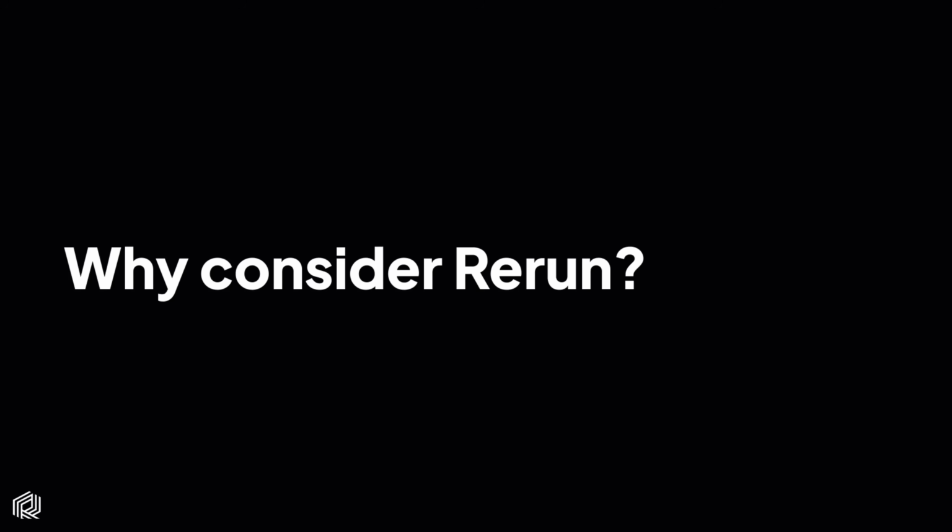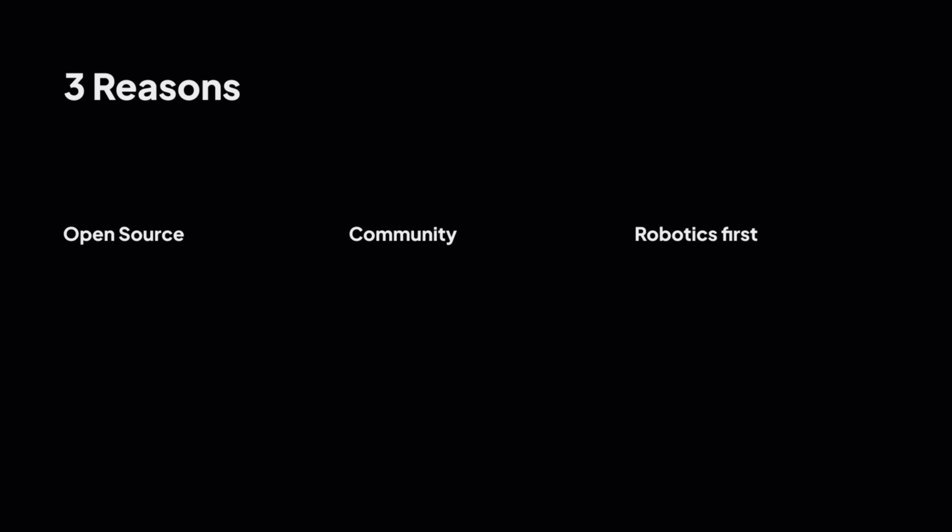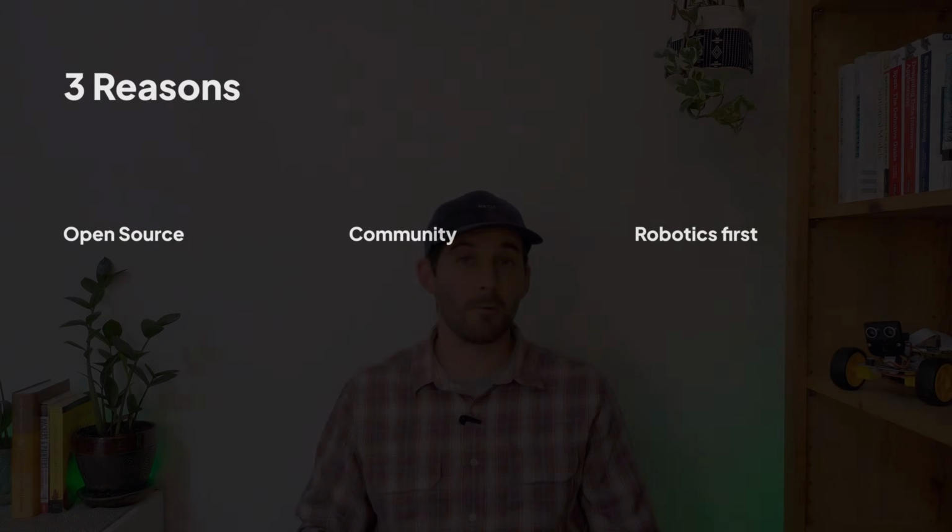And so, you're probably asking yourself, hey, why should I consider Rerun in the first place? And I give you three reasons. One, it's open source. Two, there's a great community. And three, it's robotics first. And let's talk a little bit about what that means. So I already talked about, well, I guess open source means that, hey, it's out in the open. People can use it. You can download it for free. It's permissively licensed.